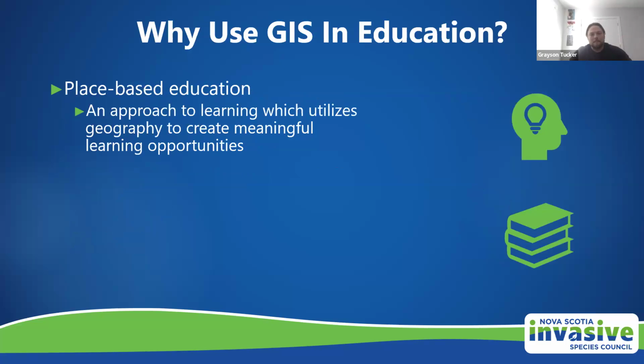So this brings us to the meat and potatoes of this presentation. Why are we going to use GIS in education? Using GIS can serve as a form of place-based education, which is defined as an approach to learning which utilizes geography to create meaningful learning opportunities. Simply put, if information is more relevant to somebody around where they live, they're more likely to use that information and act on it. Which leads me to my next point.